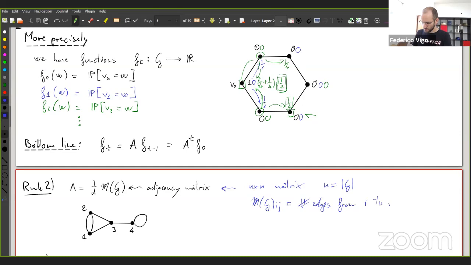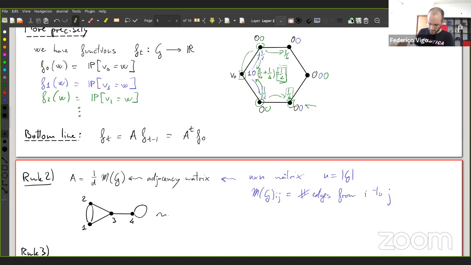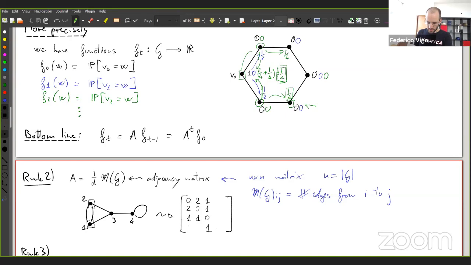So here we have a typical example of a graph. This will give us an adjacency matrix. It will be a 4x4 matrix. On the first row there are the neighbors of the vertex 1, which is not connected to itself. There are 2 edges going to 2, and 1 edge going to 3, and none going to 4. And then vertex 2 has 2 edges going to 1, is not connected to itself, has 1 edge going to 3, and is not connected to 4. Then vertex 3 has 1 edge going to 2, 1 going to 1, is not connected to itself, and 1 going to 4. And finally, 4 has 1 edge going to 3, and it is connected to itself, and this counts twice because you go one way and then the other. So this will be the adjacency matrix of this graph.